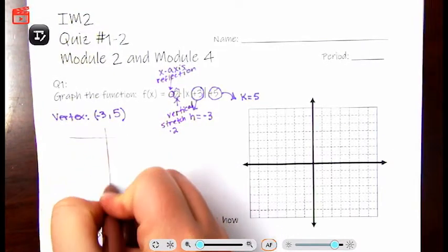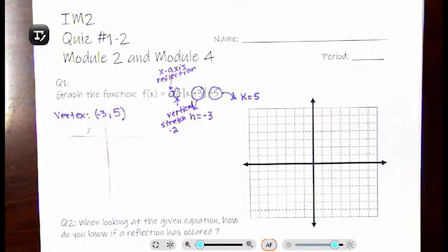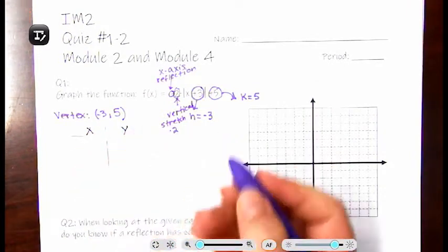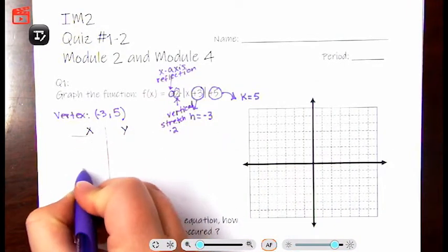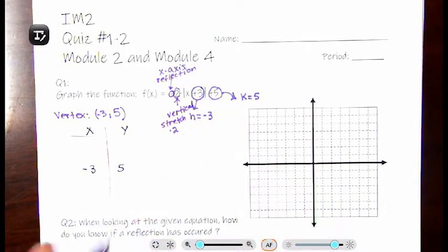I always like to write my vertex in the middle. Your input is going to be your x. Your output is going to be your y. So for your input, we have -3, your output 5. Where did we get that? We got that from our equation, finding out the vertex.